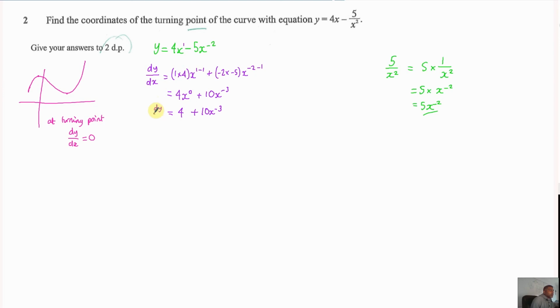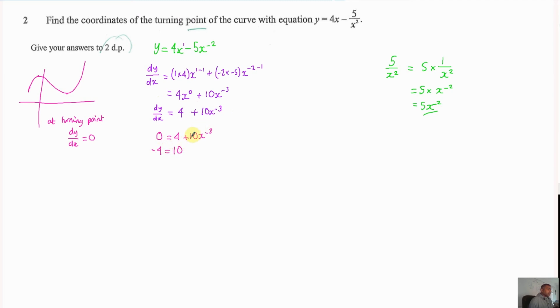So that is dy dx, that is our gradient at any point. And what we know here, at the turning point, it equals 0. So when does 0 equal 4 plus 10 x to the power of minus 3? Well, we can find our x coordinate now. Okay, if I subtract 4 from both sides, that gives us minus 4.